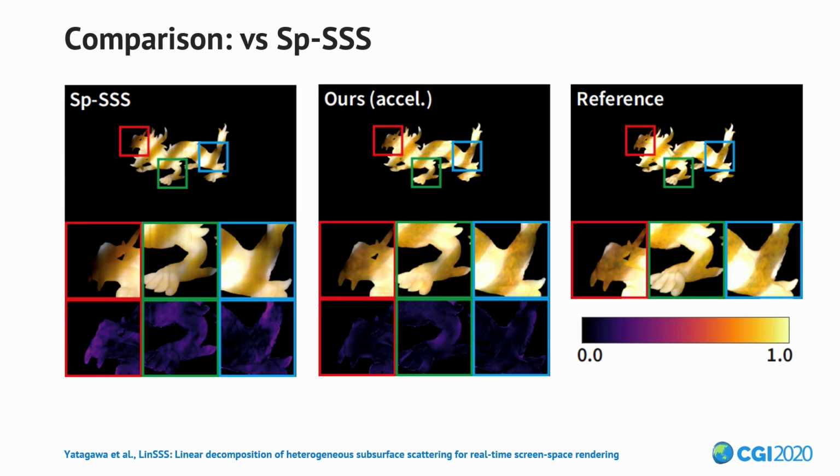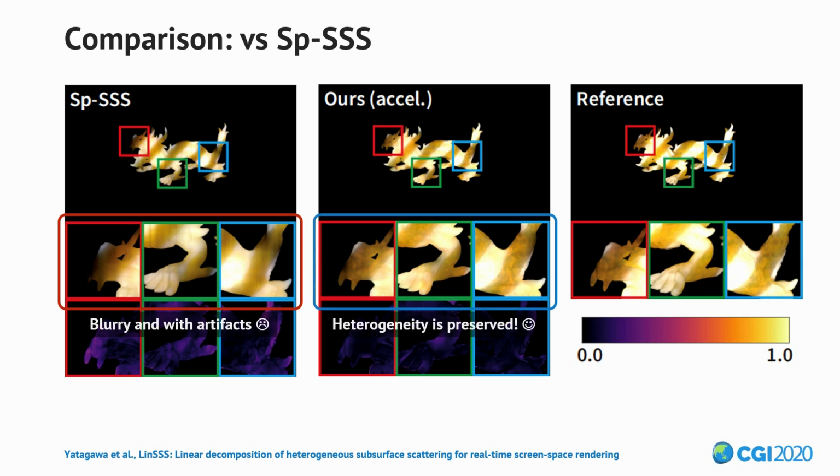Next, I'd like to compare our method with the separable subsurface scattering, which is one of the state-of-the-art methods for real-time rendering of subsurface scattering. The result of the separable subsurface scattering is a little bit blurry, and furthermore, we can see a stripe artifact in its result. This stripe artifact is due to the improper separation of the diffuse reflectance profile into 1D convolution passes, because the diffuse reflectance profile can't always be separated into 1D passes. Again, compared to the separable subsurface scattering, our method has succeeded in representing heterogeneous subsurface scattering.